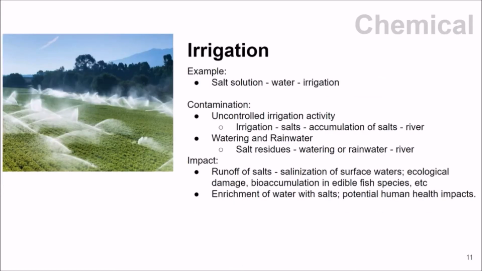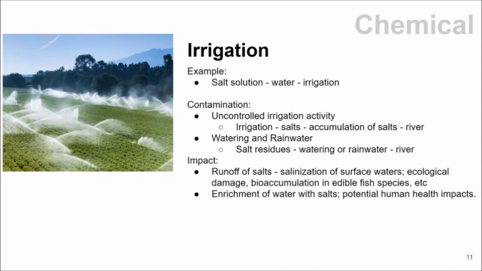Then that is irrigation. Okay, the farmers and industry do not use normal water to water their plants, so they will put salt solution in the water. This is a source of contamination when the farmers and industries do the irrigation activity uncontrollably. Of course, the water itself contains salts. When they do irrigation, the salt will accumulate on the farmland. So when they keep on irrigating, the water will be absorbed into the soil and then get into the river and may cause pollution.